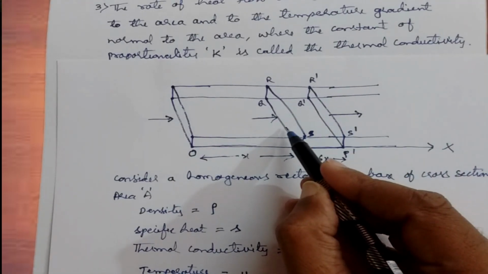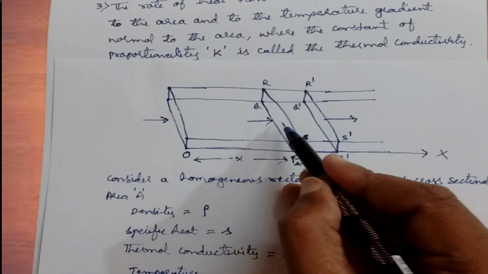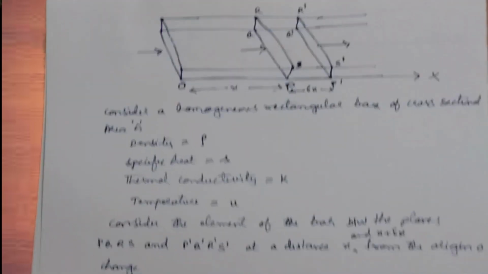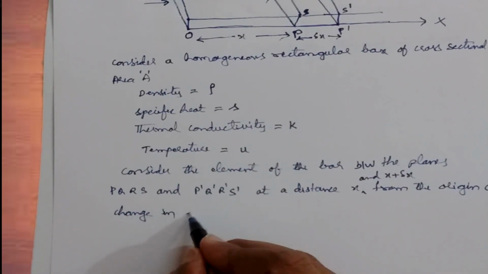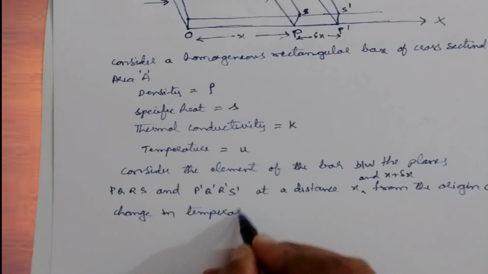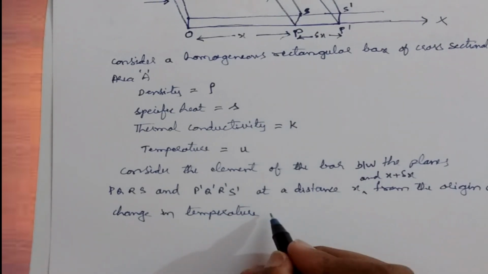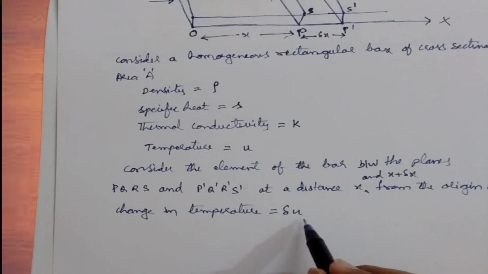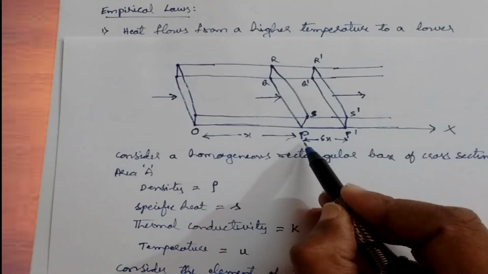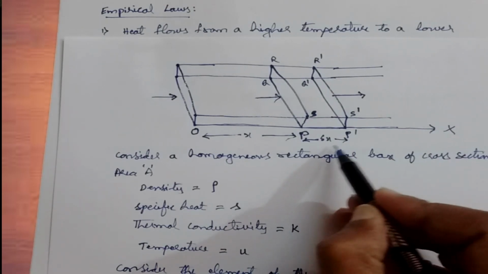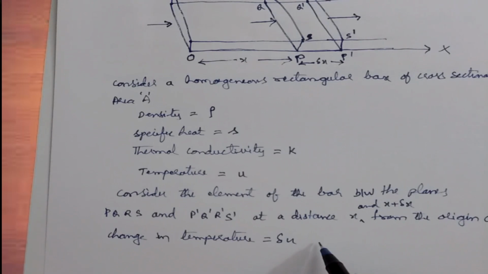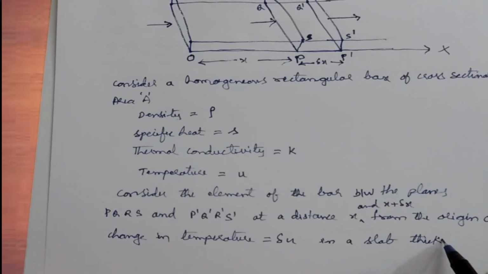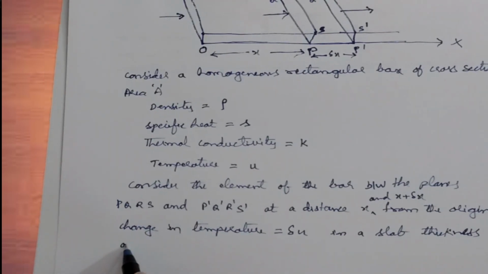So the change in temperature between this slab to this, between this rectangular region to this rectangular region, suppose I take the change in temperature, we are taking it as delta U. Now this change in temperature delta U takes place in this region only, in a slab thickness of delta x.